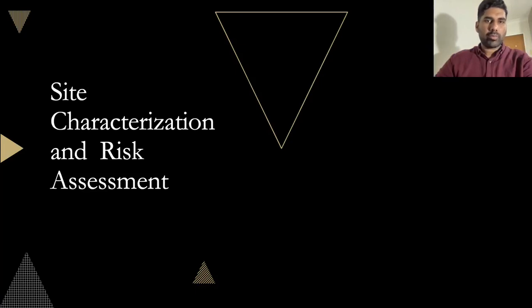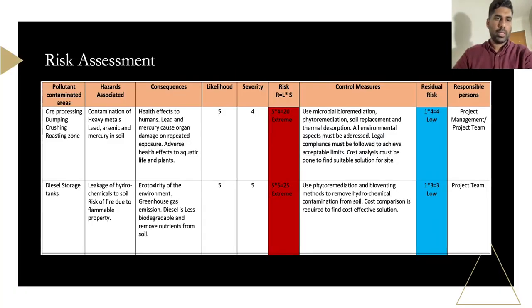I will explain site characterization and risk assessment. There are 4 main polluted areas. The first one is the ore processing, dumping, crushing, and roasting zone, which includes deposition of heavy metals, particularly lead, arsenic, and mercury in the soil. These heavy metals have severe health effects on human beings and aquatic and plant lives. I have also calculated the risk rating, which is very high, and the strategies suggested for removal of heavy metals are microbial bioremediation, phytoremediation, soil replacement, and thermal desorption.